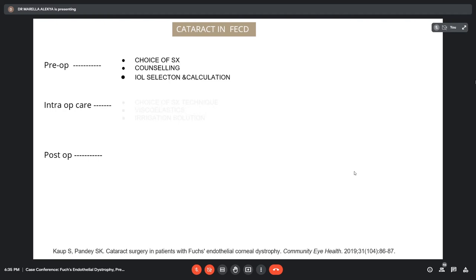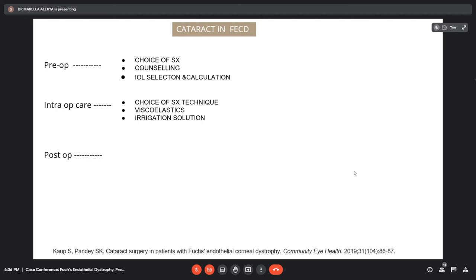Coming to intraop care, surgical technique, SICS and FACO have... One second, Alex. Apart from this, which type of IOL should be avoided when you go for a combined procedure? Multifocal IOLs. Premium lenses should be avoided. All types of premium lenses.